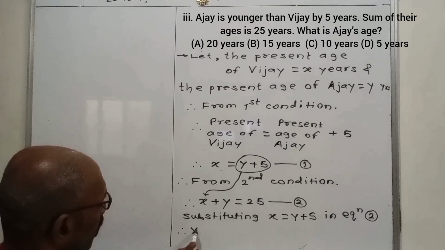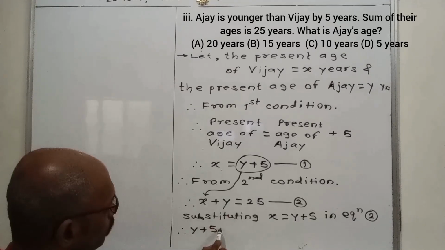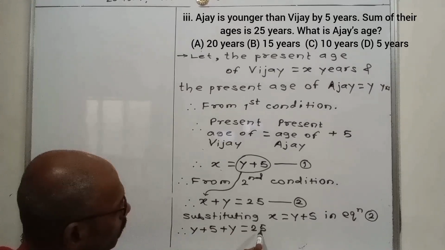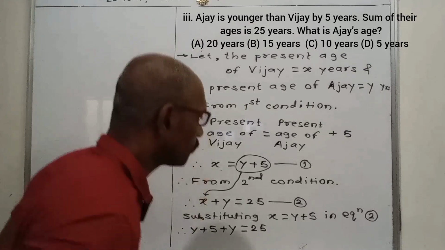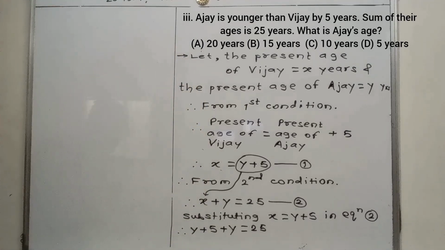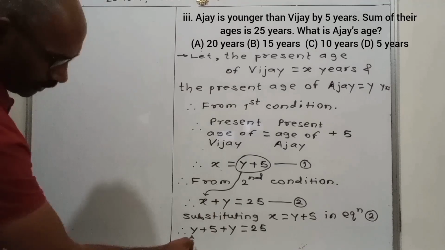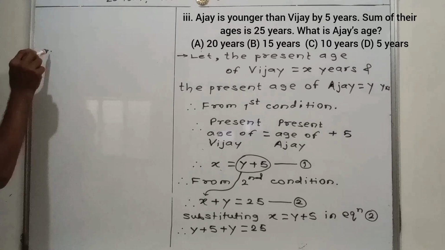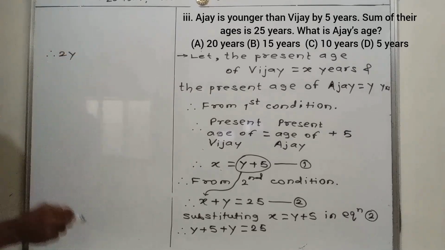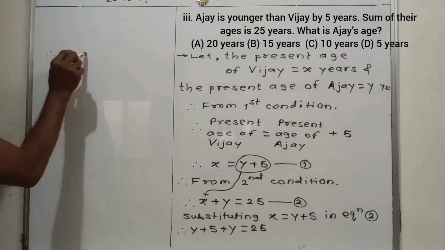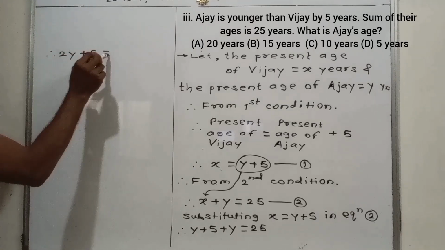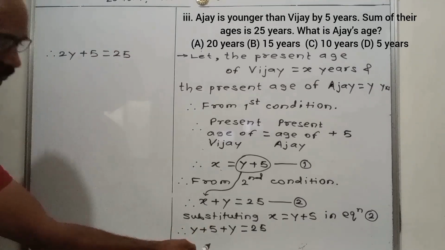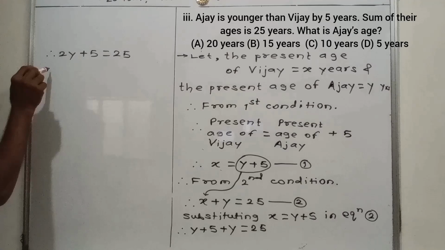Therefore, Y plus 5 plus original Y is equal to 25. Means we convert simultaneous or linear equations in two variables into single variable, Y plus Y. What is Y plus Y? 2Y plus 5 is equal to 25. Y plus Y, like terms, plus 5 is equal to 25.